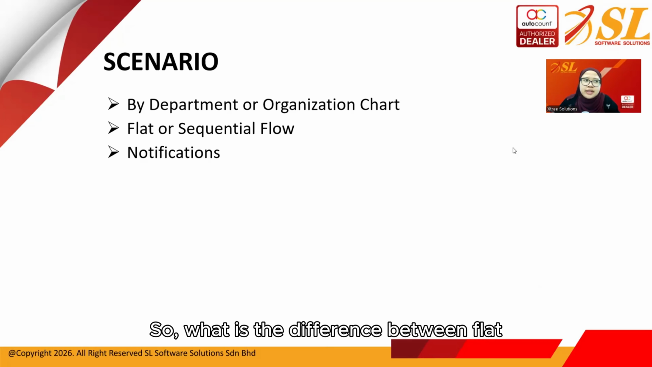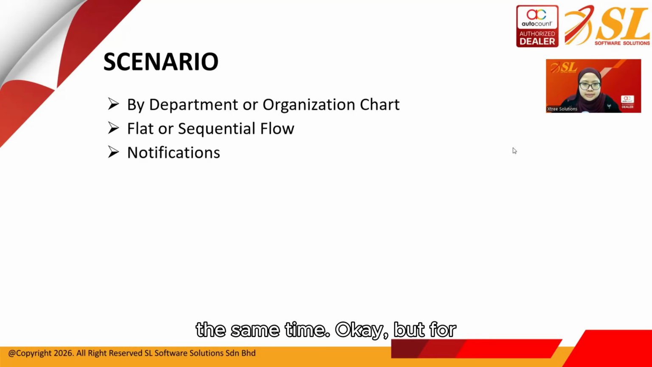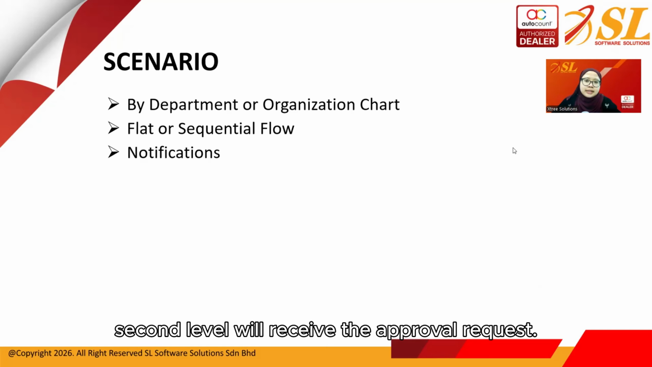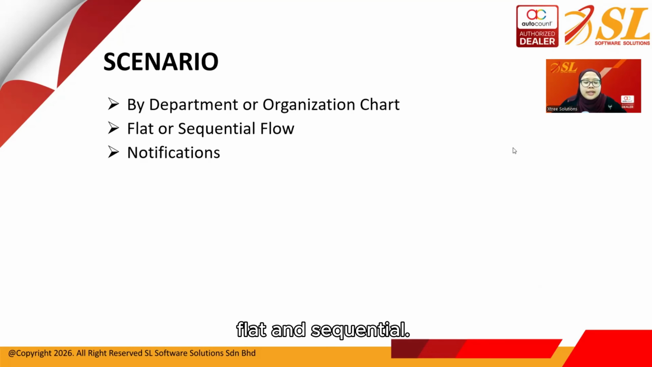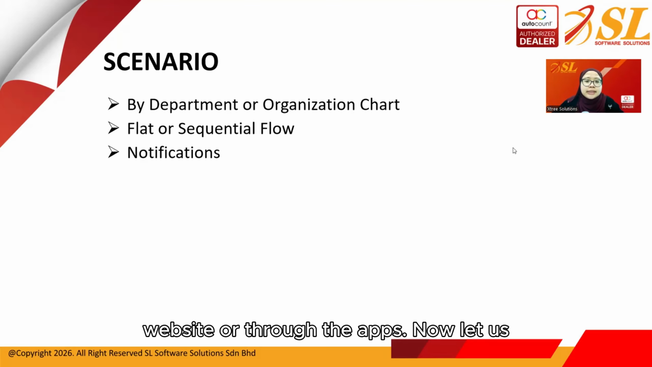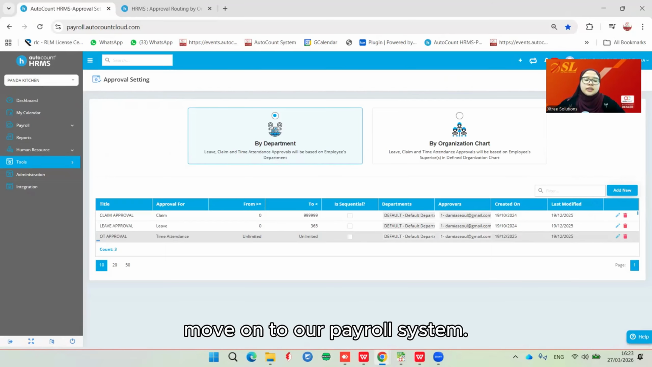So what is the difference between flat and sequential? If, let's say, I want to apply leave, with flat you need two approvers to receive the approval request at the same time. But for sequential, if the employee submits an approval request, only after the first level approves will the second level receive the approval request. So that's the difference between flat and sequential flow. And for all the approval requests, the approver will receive the notifications through the website or through the apps. Now let us move on to our payroll system.